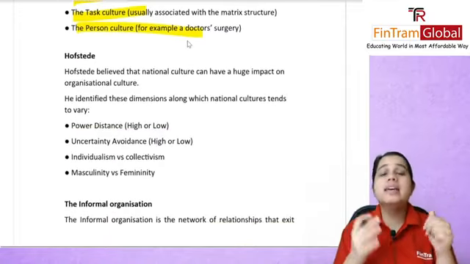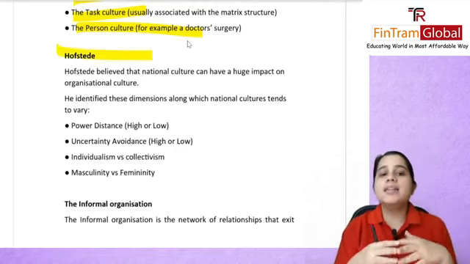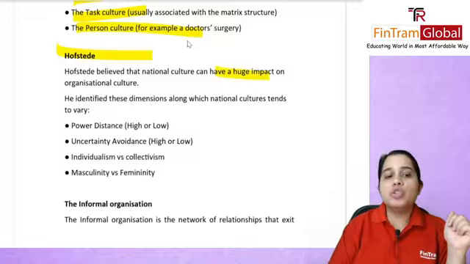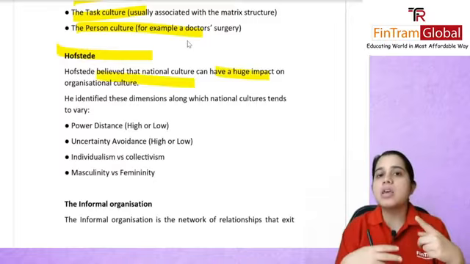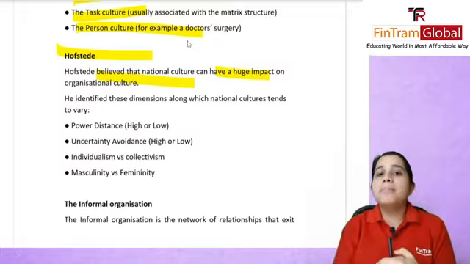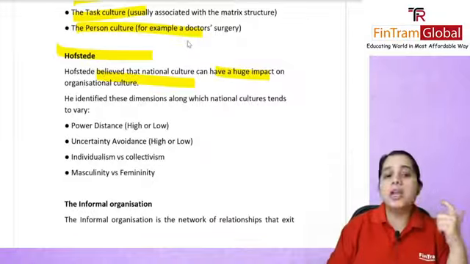Then of course another theory which was given by Hofstede. Now he said that your national culture can have a huge impact on your organization culture, and he talked about 4 things. Power distance. How willing are your employees to accept that someone exerts power? So maybe they are a high PD or low PD.